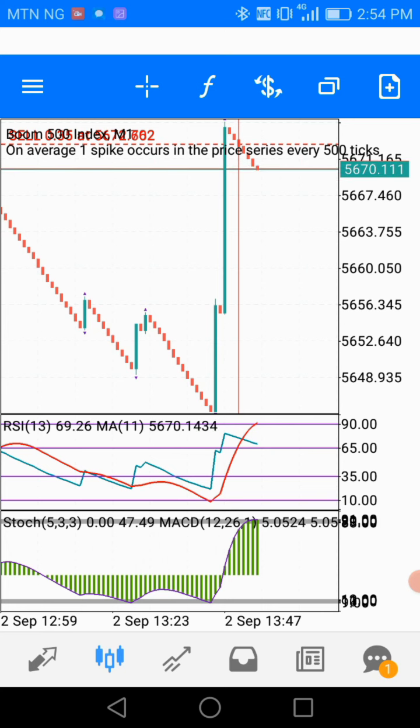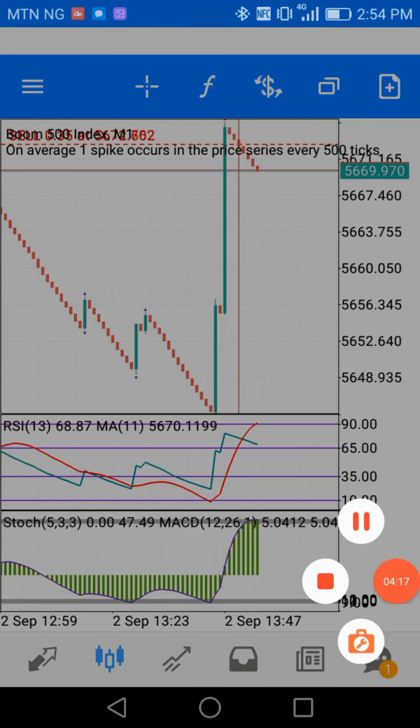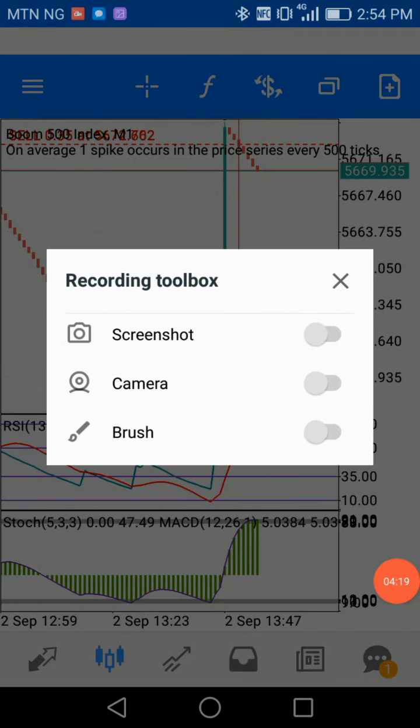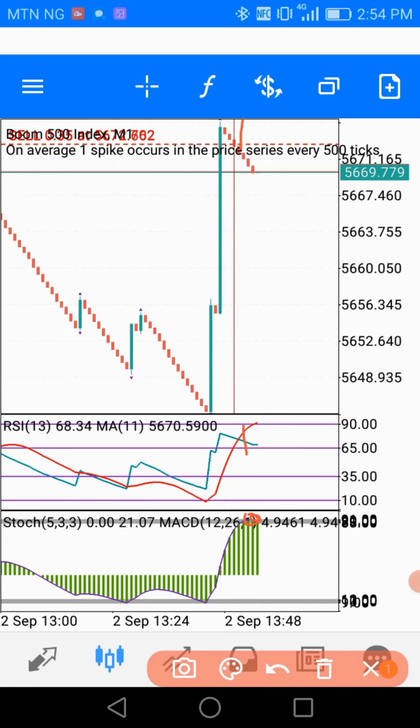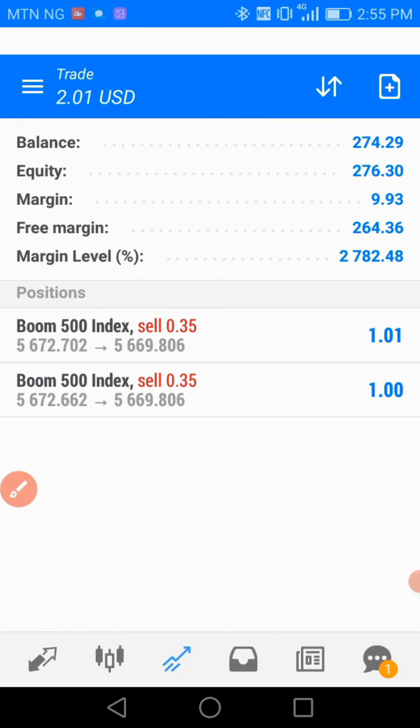Okay, now 1 2 3 4 5, at the close of this very candlestick, we are going to close the trade. But I want you to take note of this place and then this place, okay? This is where we have the cloud, and this is where we enter the trade, okay? Yes, the candlestick just closed, so we are taking our profits right away.